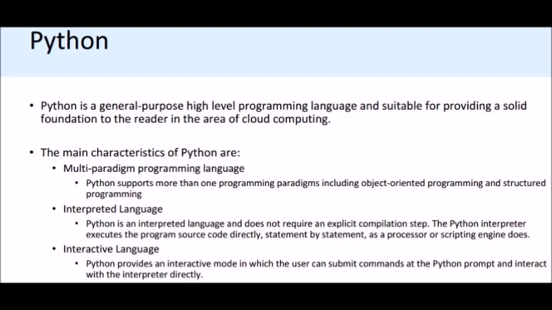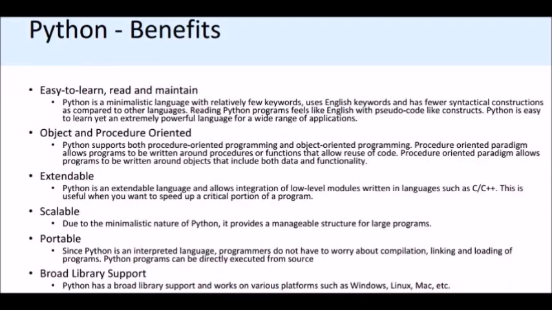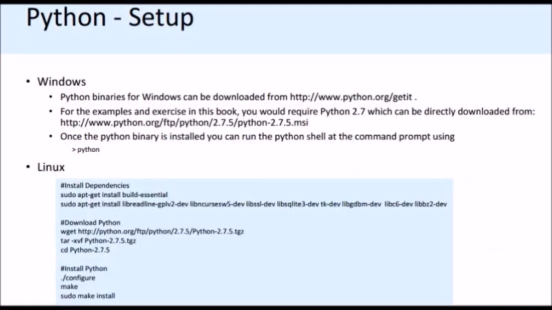We have many advantages like multi-paradigm programming languages, interpreted languages, it is also interactive languages. Then we have easy to learn, object and procedure oriented languages. It is extendable, then scalable language, portable language, and it has a long and very highly supported library. You can say broad library support. So these are some of the best features of Python language.